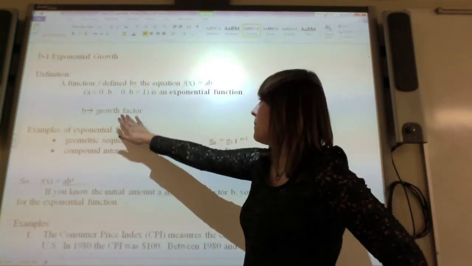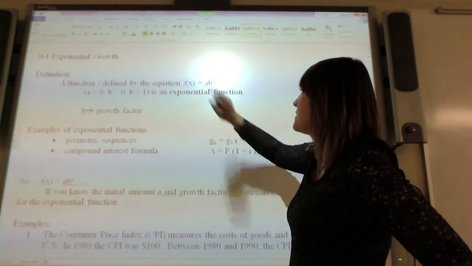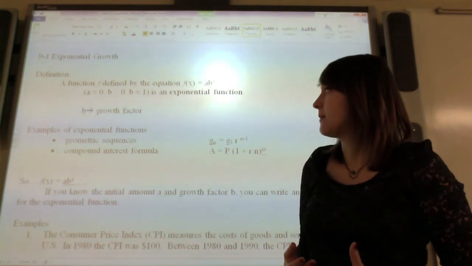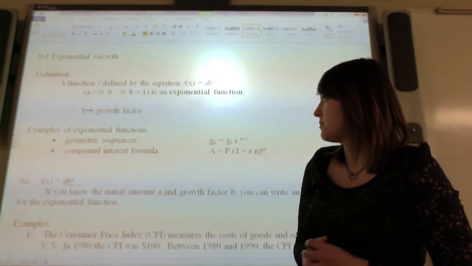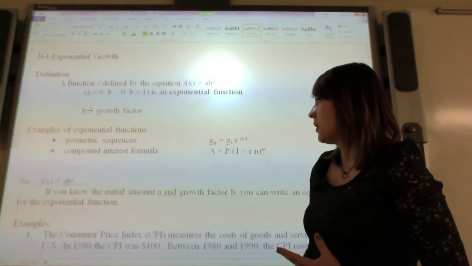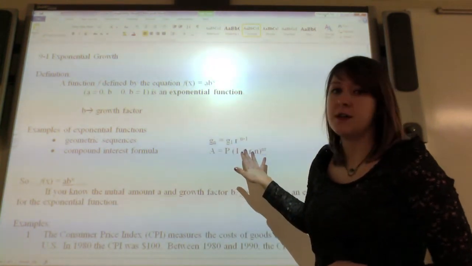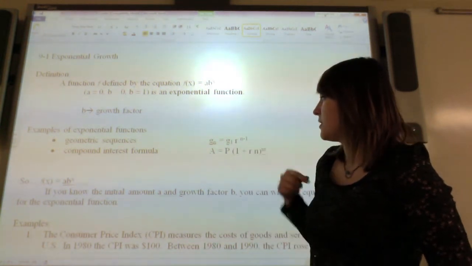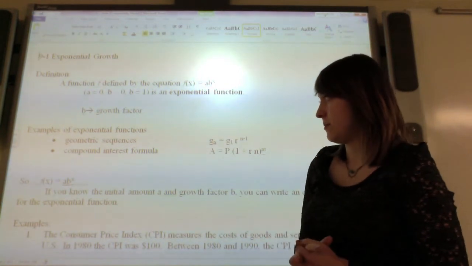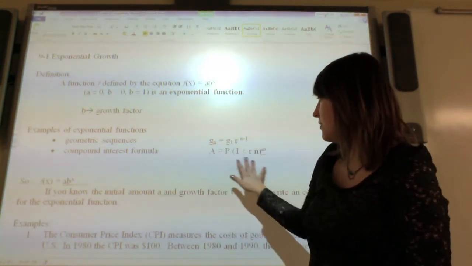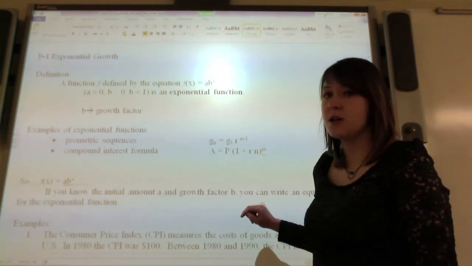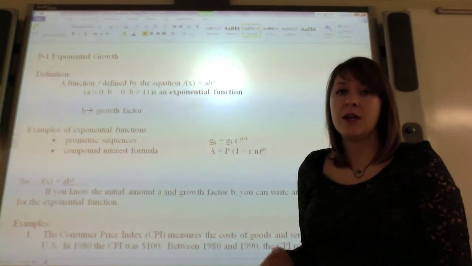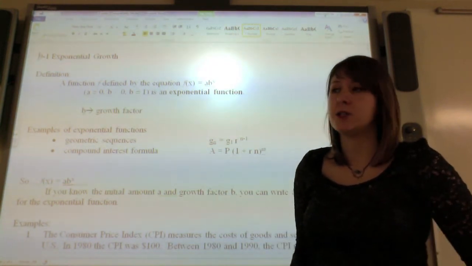Okay. So b is called your growth factor, so that's that value here. It's your growth factor because it tells you how much the function is growing every time. Some examples of exponential functions that we've seen before are our geometric sequences. So remember, that is of the form your first term times your r value to the n minus 1. Notice that I'm raising that to a power of n, therefore it would be considered exponential. Also, your compound interest formula here would also be considered exponential because you're raising it to the nt. So anytime that you have a variable as an exponent, that's considered an exponential function.